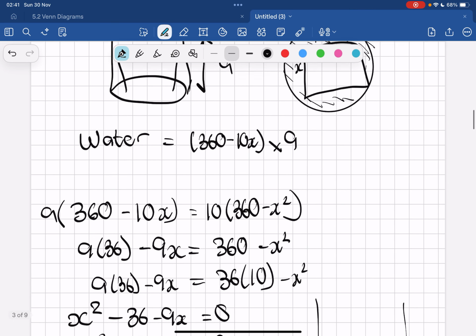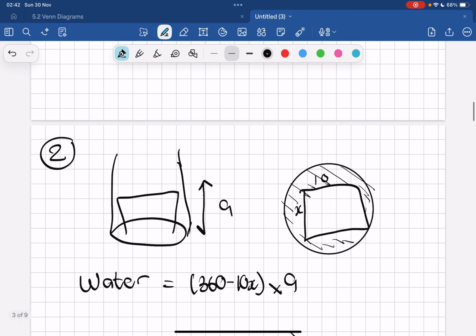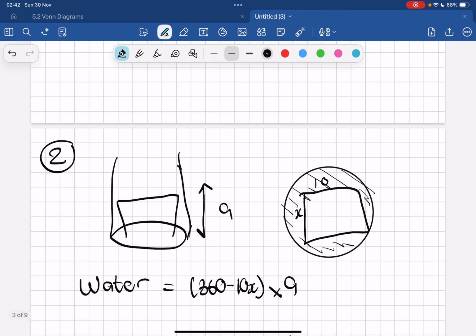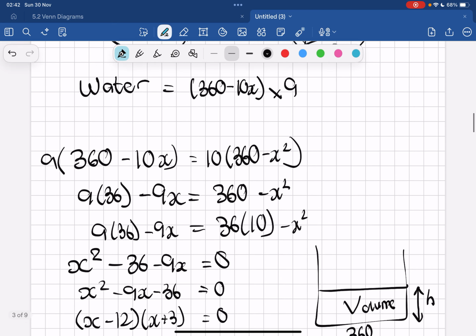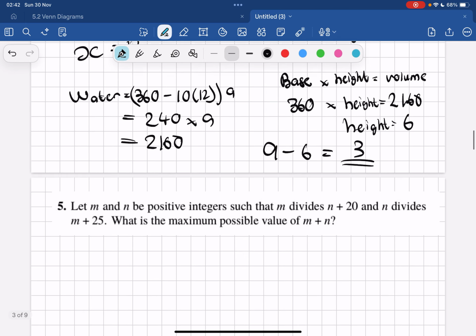The question asks how much the height has dropped from stage 2 up to the final stage. So we've got height 9 minus height 6 equals 3. That's how we solve this question.